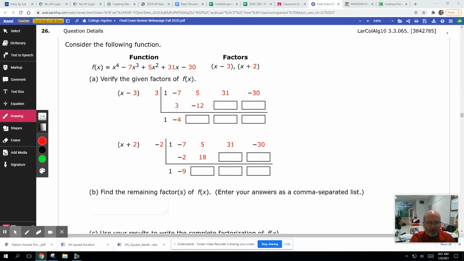When we divide by x minus 3, we take the coefficients of the original function, 1, -7, 5, 31, and -30. Put them in a list here, and then the opposite of what you see in that linear factor we're trying to divide by, we put that in a box. Then we bring the first term down, multiply the first term by 3 on the outside, put the 3 here, and add this column to get -4. Then we multiply -4 times 3 to get -12. Then we add this column to get -7.